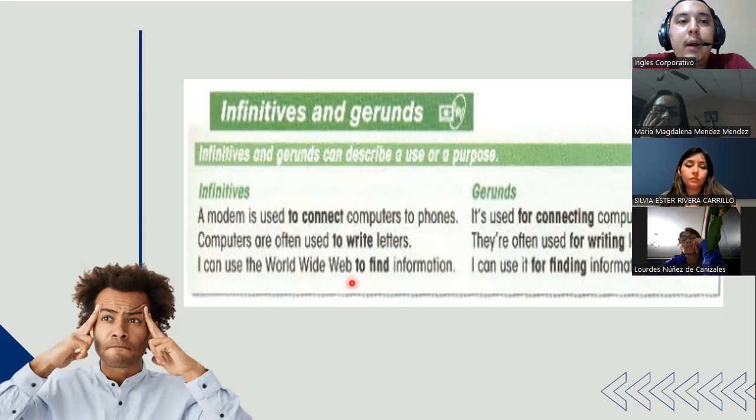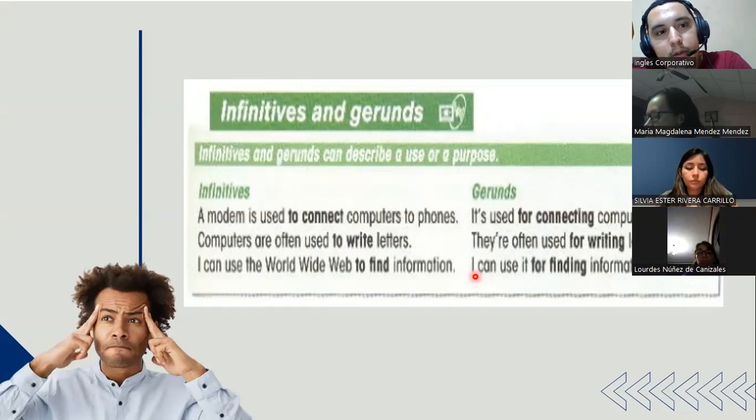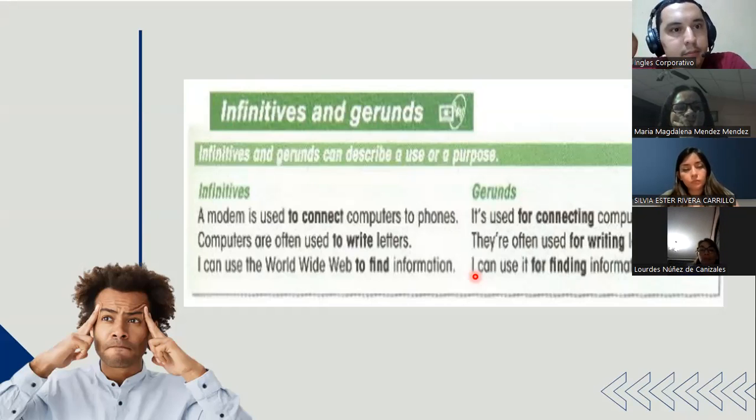I can use the World Wide Web to find information. What about the gerunds? It's used for connecting computers to phones. They are often used for writing letters. I can use it for finding information. Those are the uses of them. Even if we are talking in the plural, or in the first person, in the case of I, the famous yo, that doesn't matter. Singular or plural, in both cases the structure that goes after the subject stays the same, whether you are referring to an infinitive or a gerund. All of them are going to be the same, singular and plural. I don't know if we have any questions about this.